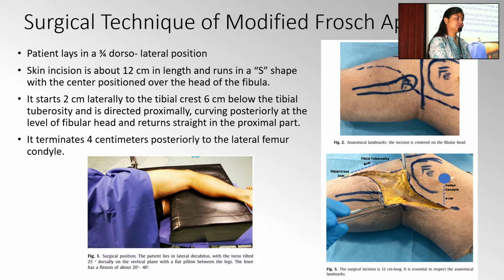The skin incision is about 12 centimeters in length and runs in an S shape with the center positioned over the head of the fibula. It starts 2 centimeters laterally to the tibial crest and 6 centimeters below the tibial tuberosity and is directed proximally, curving posteriorly at the level of the fibular head and returning straight to the proximal part. It terminates 4 centimeters posteriorly to the lateral femoral condyle.